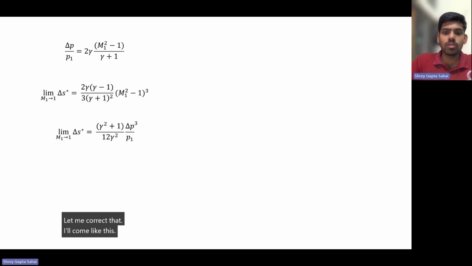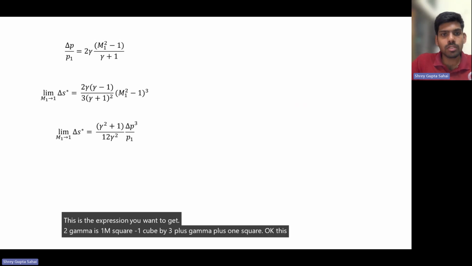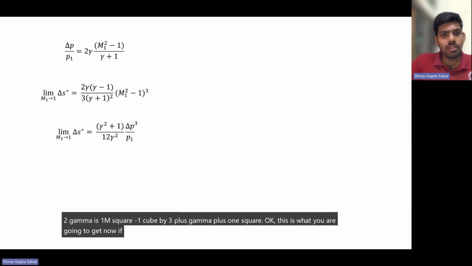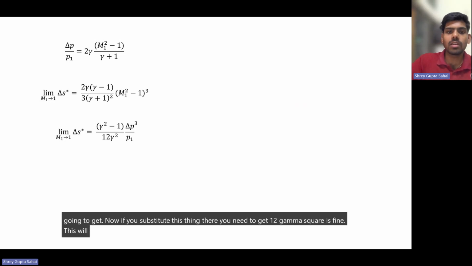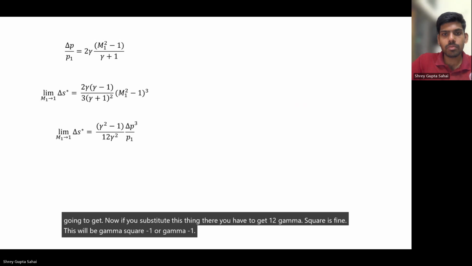This is the expression you're going to get: 2 gamma over (gamma plus 1), times (M1 squared minus 1) cubed over 3, plus gamma plus 1 squared. Okay, this is what you're going to get. Now, if you substitute this there, you're going to get 12 gamma squared, which is fine. This will be gamma squared minus 1, or gamma minus 1. Yep, so this is fine.